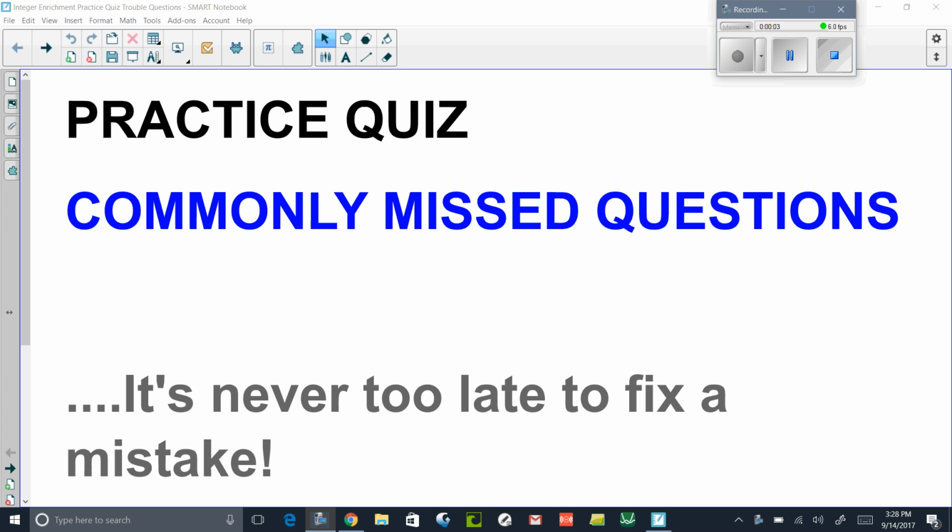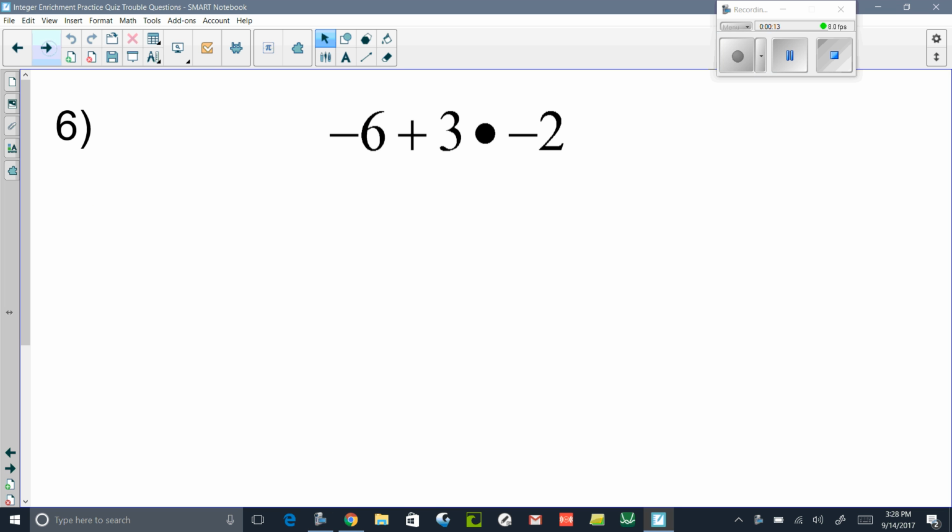Okay, I'm going to take a look at a couple of the most commonly missed practice questions from today's practice quiz. So if you're at home tonight looking to do a little extra review or have some free time tomorrow morning, these are ones I would look at. Number 6 was one that was missed quite a bit.